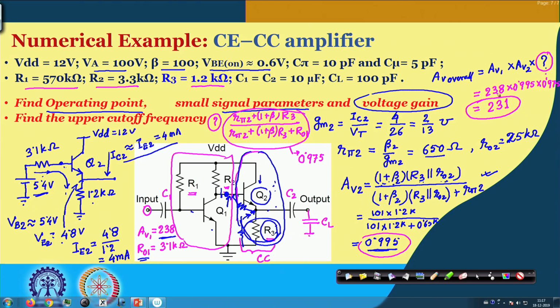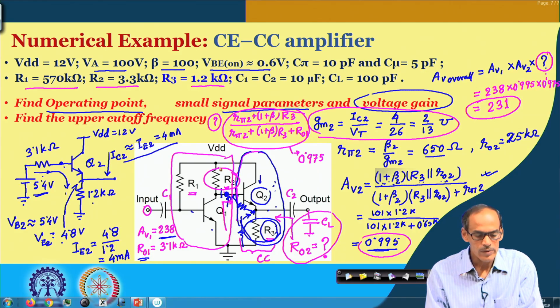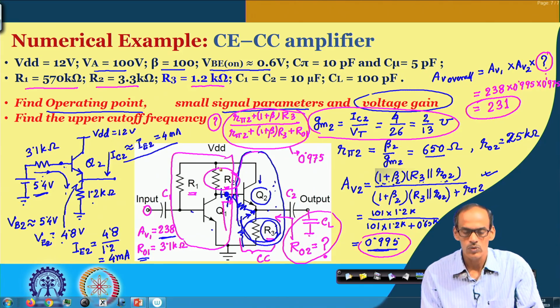Now, next thing is how the CC stage is enhancing the bandwidth. So, how do we calculate the bandwidth? First of all, we have to see the corresponding GM, and then we have to see what is the corresponding impedance coming there. Namely, we need to calculate the RO coming from the CC stage, namely RO2, and then we can find the corresponding cutoff frequency defined by this RO2 and CL together. And then we also have another candidate to define the cutoff frequency, that is the input capacitance coming from the second stage multiplied by whatever RO1 we have. So, to calculate the upper cutoff frequency, we have to consider these two time constants.